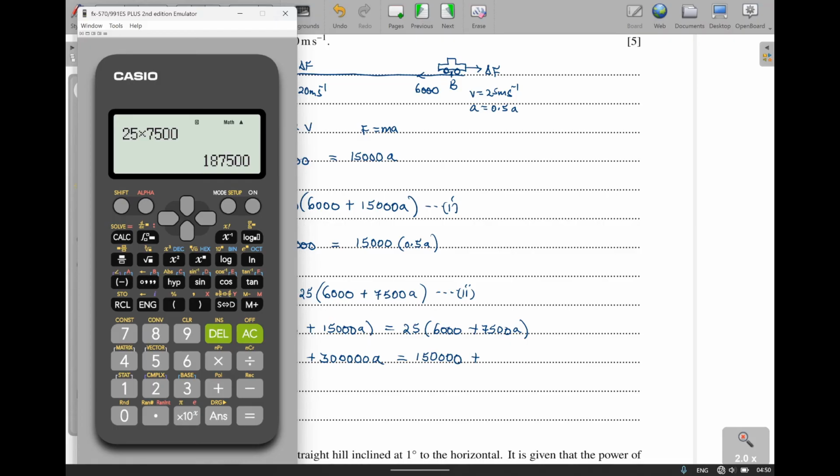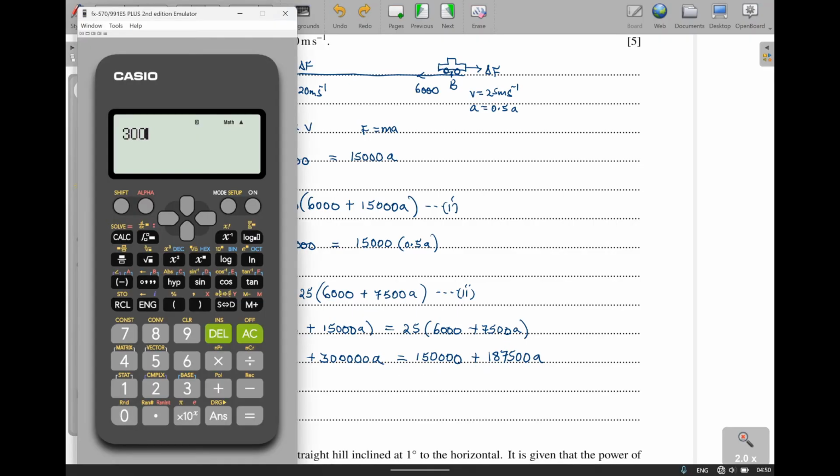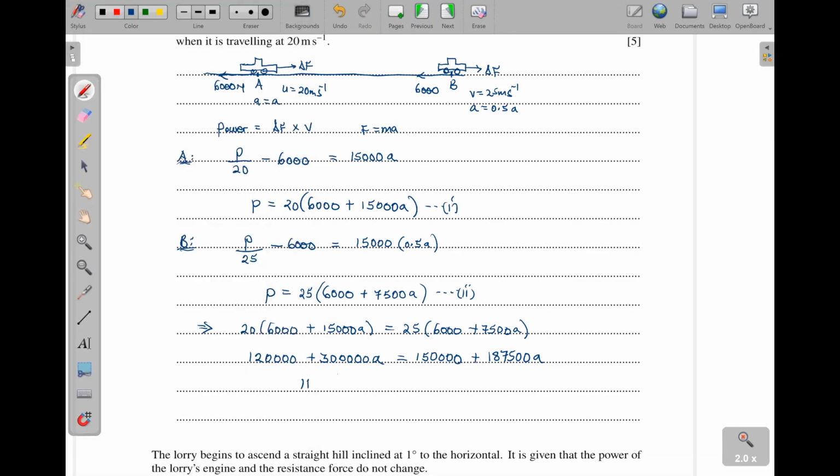Then plus 25 times 7,500, that is 187,500 of A. Now I can bring this one this side. I can take this one here. In other words, we collect like terms to solve this equation. 300,000 minus 187,500. That is 112,500 of A, which is equal to 150 minus 120. That one will give us 30,000.